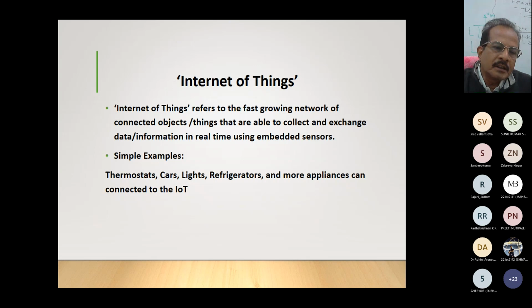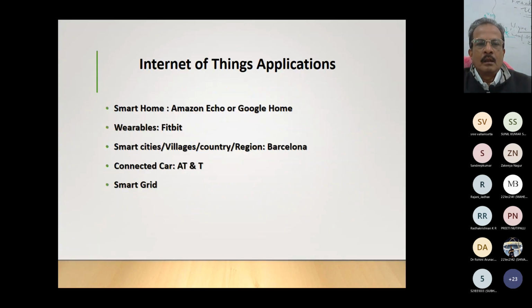We start with the simplest examples, the ones we come across in our day-to-day life, like thermostats, cars, lights, refrigerators, and more appliances connected to the IoT. These are the things that we look at almost every day. I'm not saying that every refrigerator is connected to the internet, but there are refrigerators which are connected to the internet. There are lights which are connected to IoT. There are cars, and similarly thermostats. I'll come with more concrete examples a little later, so that we can justify why security is required.